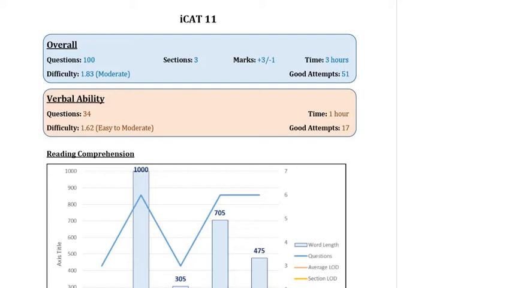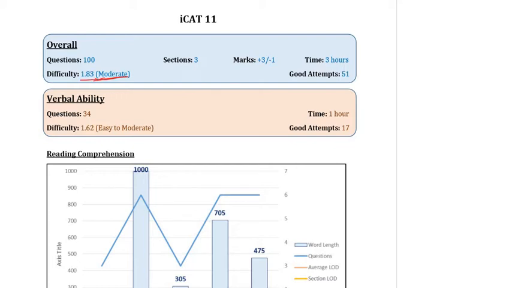Before looking at verbal ability, let's first look at the overall difficulty of this mock, which has been rated as a moderate mock by our experts. So what does this number 1.83 next to moderate imply? As we've explained in all the analysis so far, each question in the mock is given an LOD or a difficulty level from 1 to 3, where 1 corresponds to easy and 3 is tough. So 1.83 is the average difficulty level of each question in this mock.